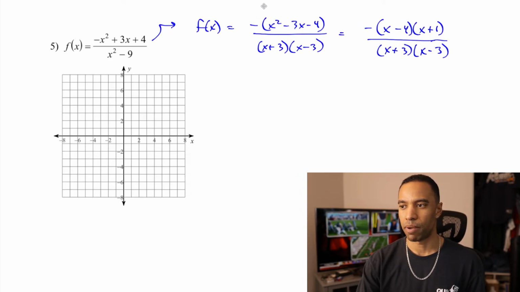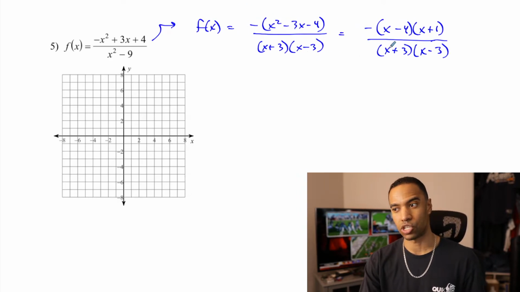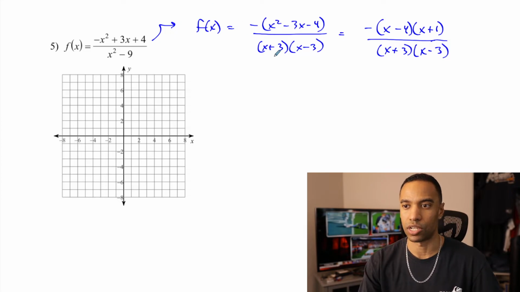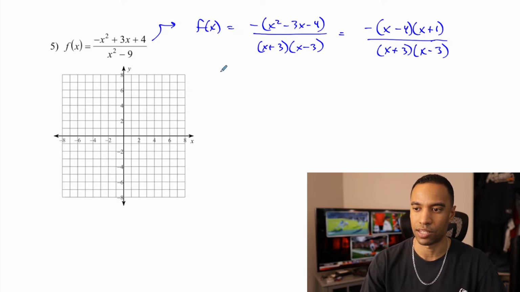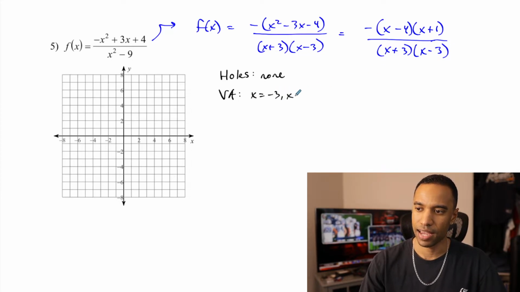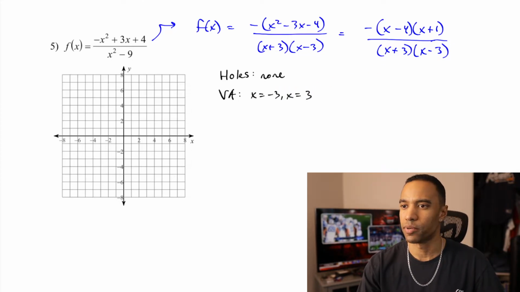So what can we say based off that? Well, there's a lot more information here. We're going to have 2 vertical asymptotes. We'll have 2 x-intercepts. We're still going to have information to work off of here. So let's go ahead and get started. Holes, none. Vertical asymptotes, there are 2 of them at x equals negative 3 and x equals positive 3. So I'm going to start with those 2.